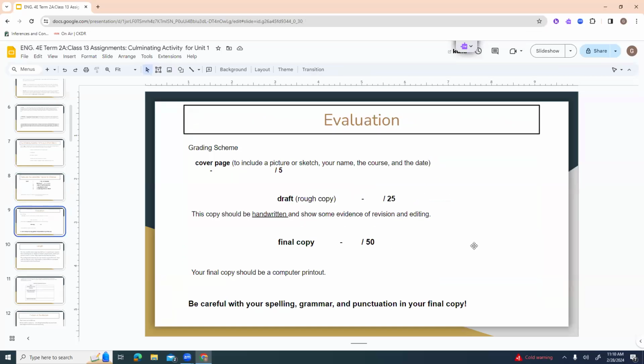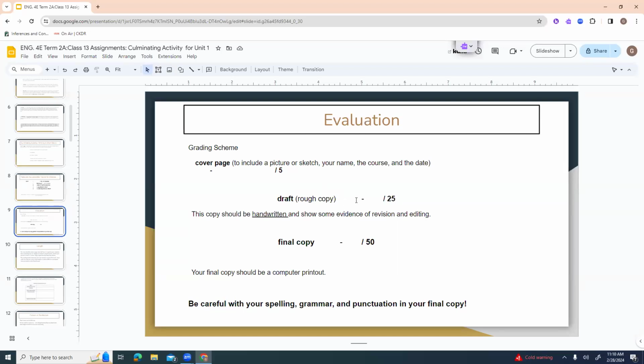Grading scheme. The cover page should include a picture or a sketch, your name, the course, and the date. That's worth 5 marks. That's an easy 5 marks. The rough copy is worth 25. I don't need to see your brainstorming. It will usually be really obvious when I see your rough copy if you've bothered to do the brainstorming.